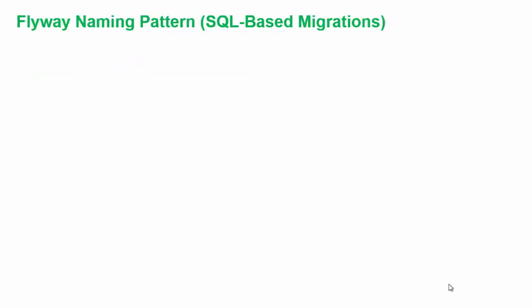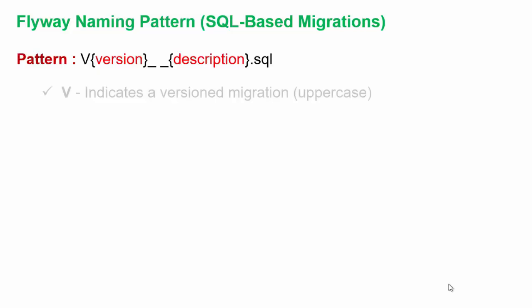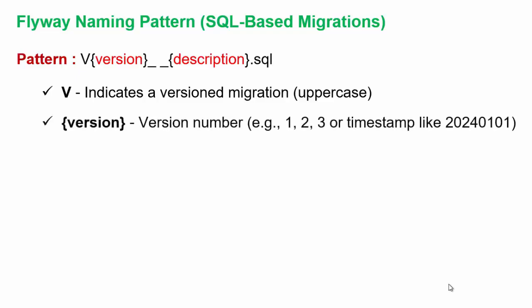Flyway has specific naming patterns for SQL-based migrations. The pattern looks like the following. Initially, we have a V in uppercase, then version, then double underscores, then description, at the end, .SQL, the extension. Here, this V indicates a version migration. It is always in capital. This version is generally a version number like 123 or timestamp.